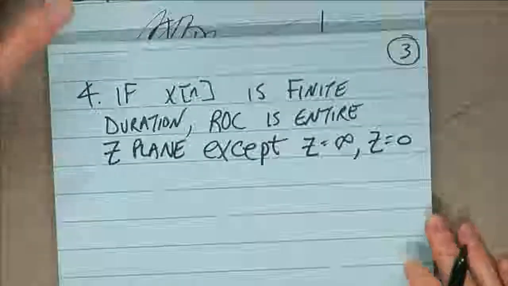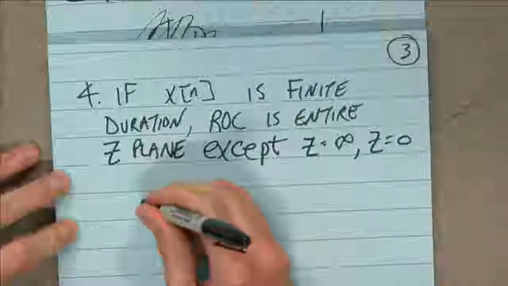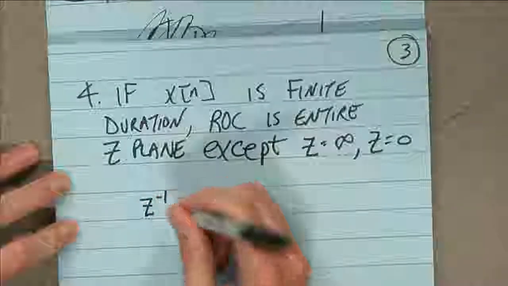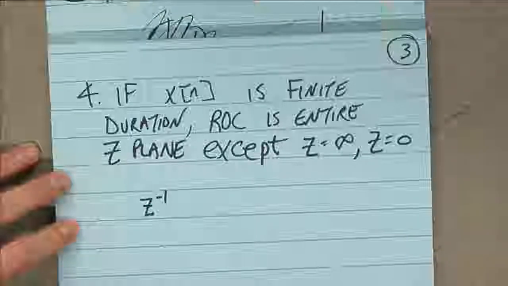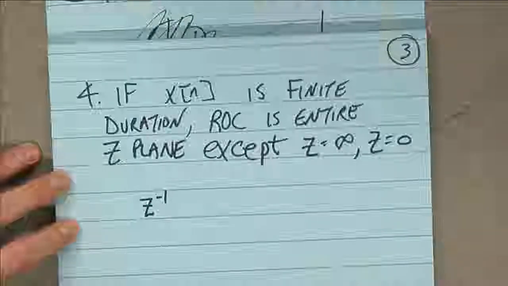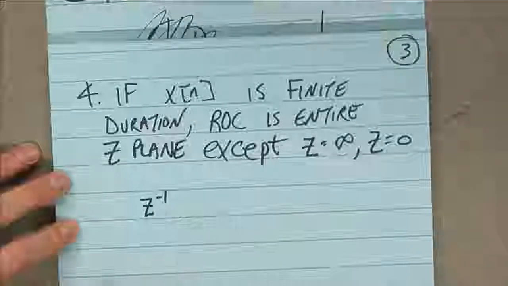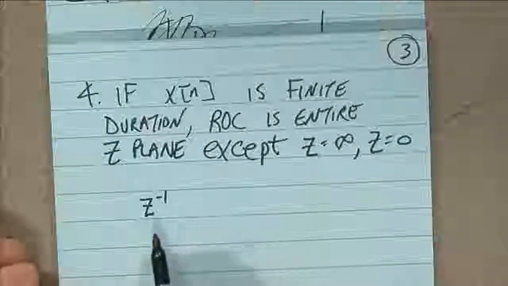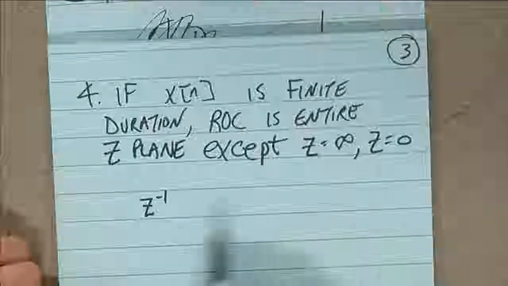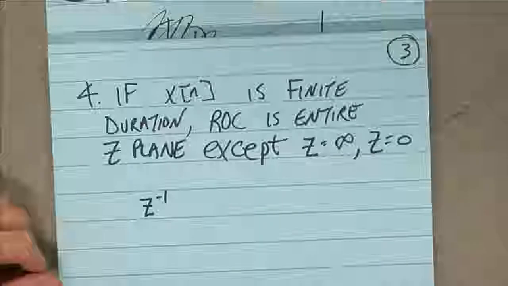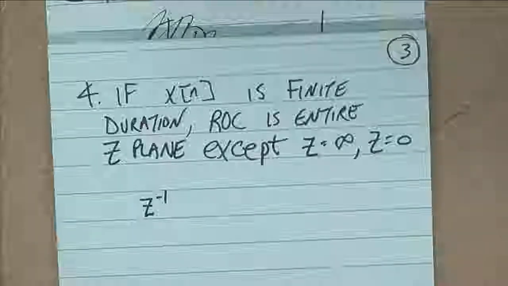I think you can think of a good example. If you had a term like that somewhere in the expression for X of z, then if you put z equals 0 in here, this thing blows up, so you can't have it there.